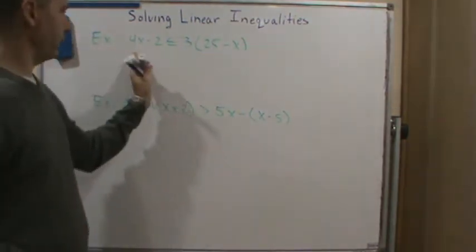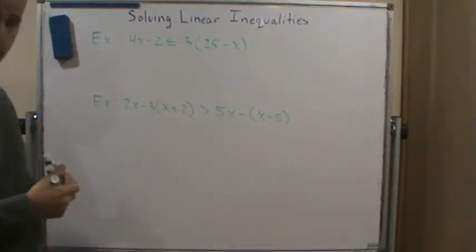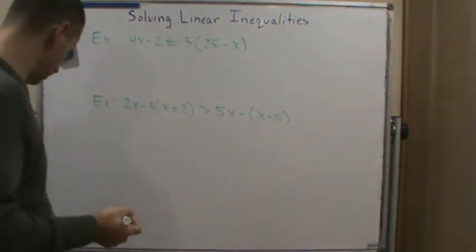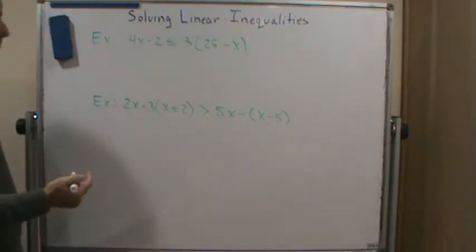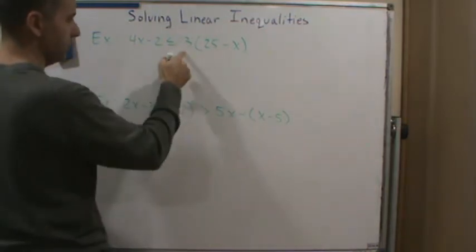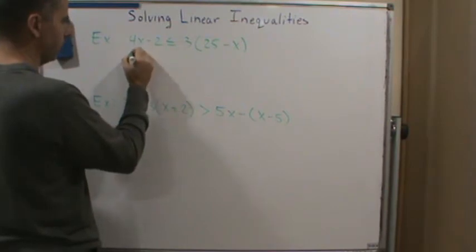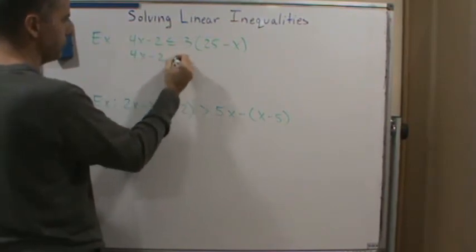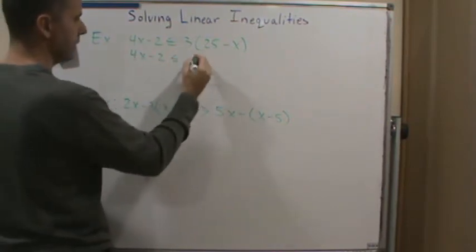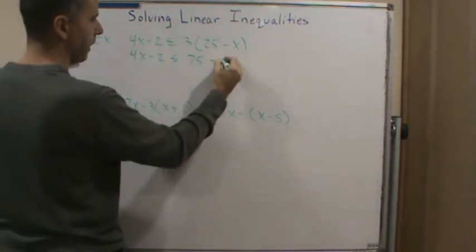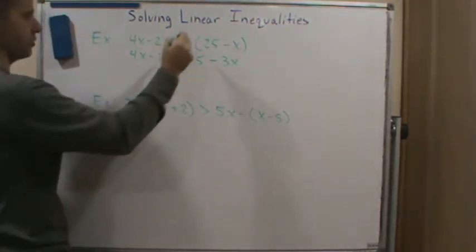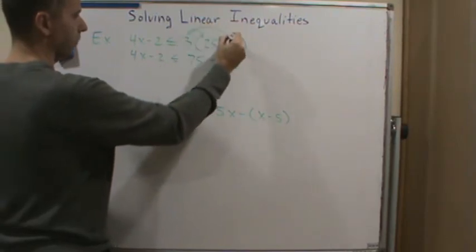Okay, so I'm going to again treat this as an equation and just follow the same steps I would normally use for solving an equation. So I'm going to use the distributive property. I'm going to get 4x minus 2 is less than or equal to 75 minus 3x. So I just distribute.